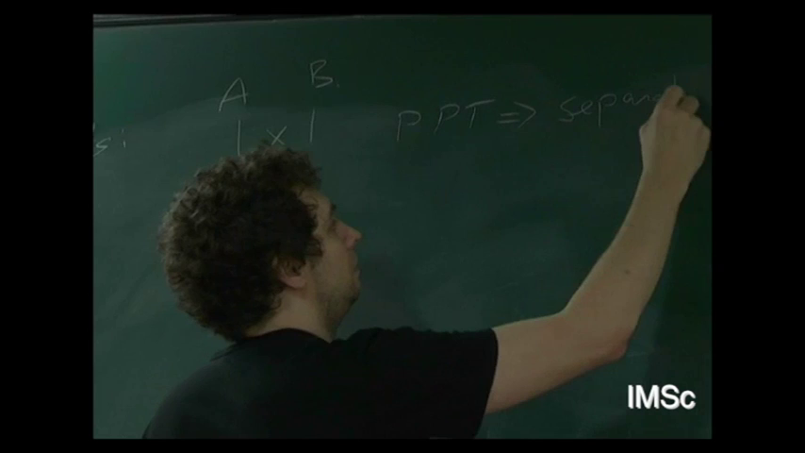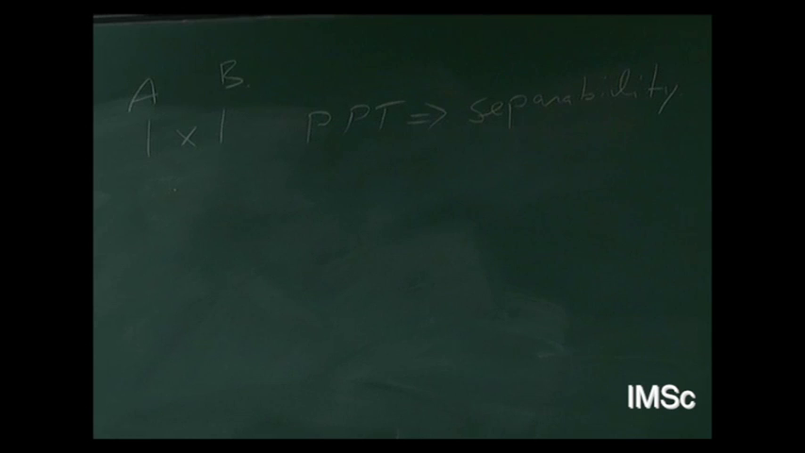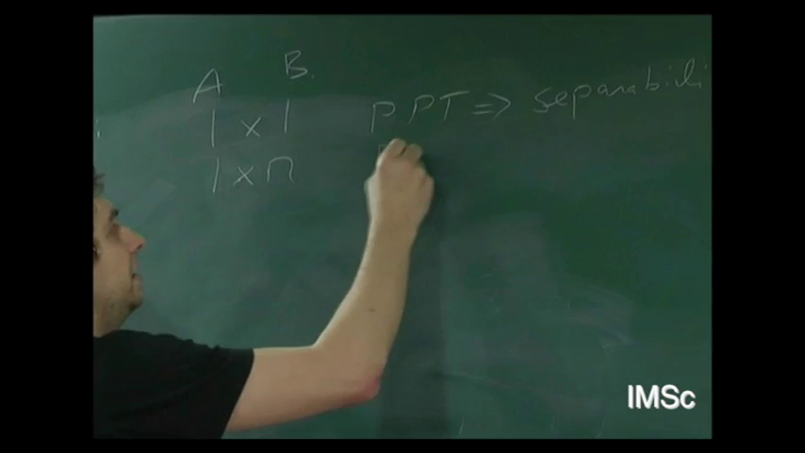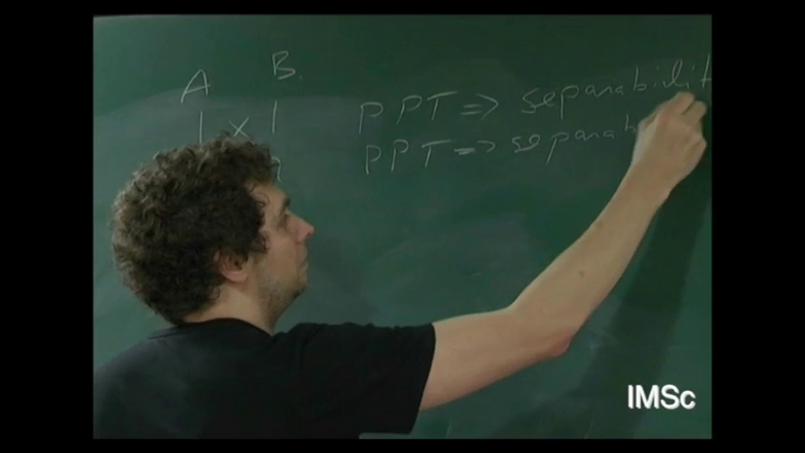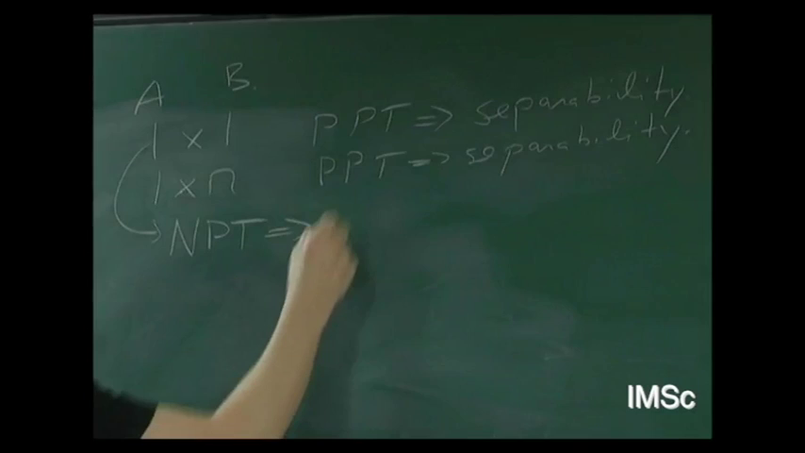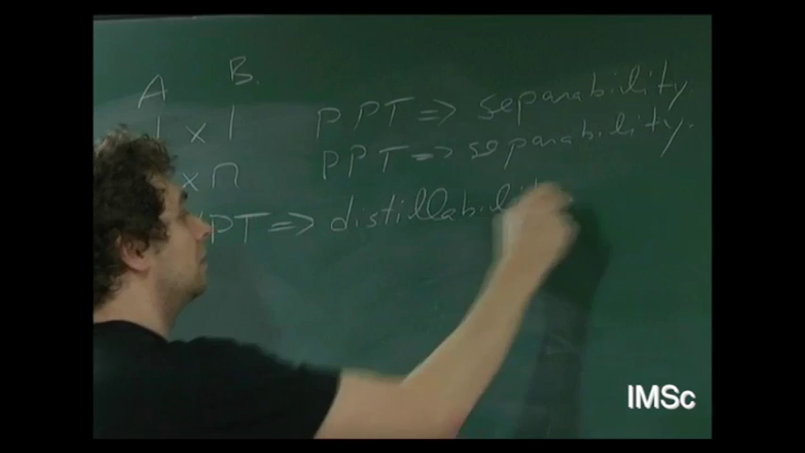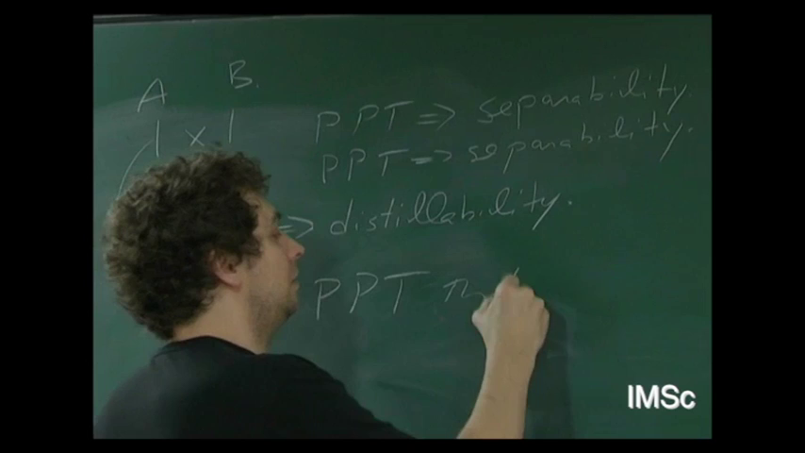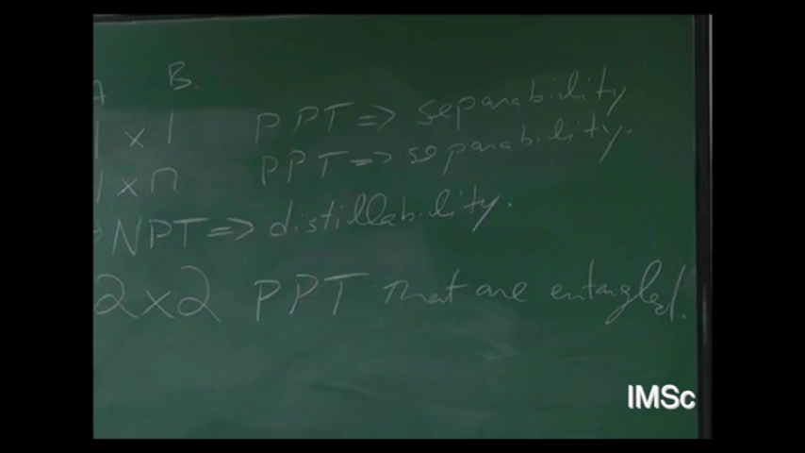So there aren't bound entangled states on two modes. Actually, on 1 by n modes, PPT implies separability. And even better in this case, not PPT implies distillability. That means on a two-mode Gaussian state, if it's not separable, if it's entangled at all, it can be distilled down to pure state entanglement. That's very cool. There are 2x2 PPT states that are entangled. You can construct them, and depending on time, I may show you one at the end.